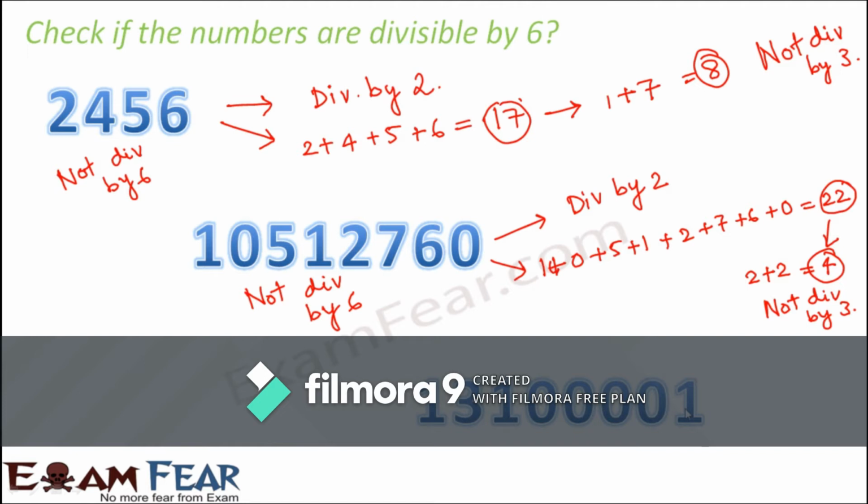Let's look at 131000001. So here at the units place we have 1. So it is not divisible by 2. Now since it is anyways not divisible by 2, there is no point checking its divisibility by 3, because we know since it is not divisible by 2, this number will not be divisible by 6.